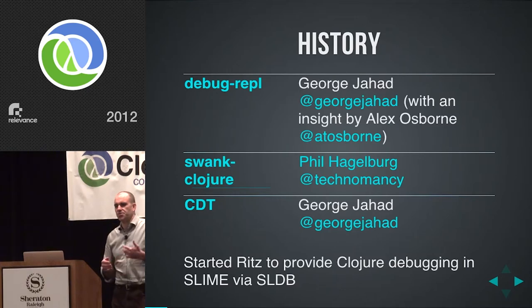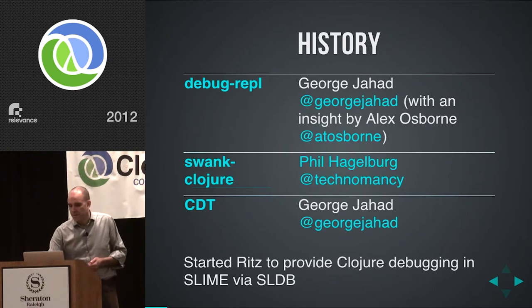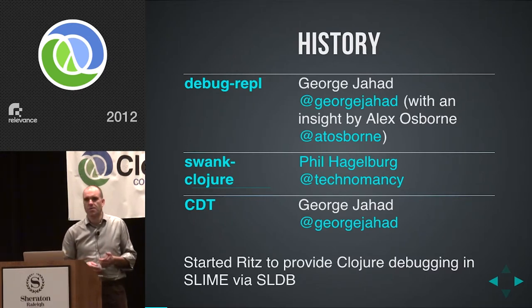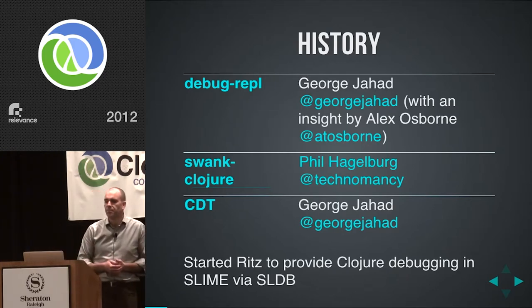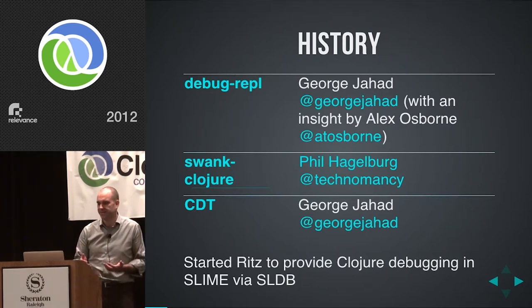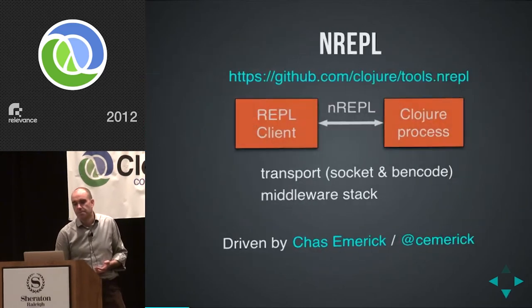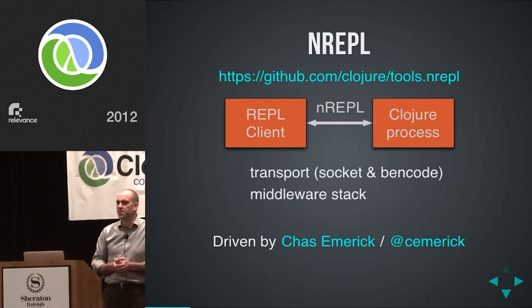So after that, George and I, in parallel, unknown to each other, started working on hooking up the JVM debug environment to Clojure. And George wrote a library called CDT, Clojure Debug Toolkit. And I started work on what became Ritz, which started life as a fork of Swank Clojure. Ritz I got working within the Slime environment, so it's been working for over a year. I use it every day. Essentially, it's my go-to environment. In the meantime, in the last year, nrepl has come to be.